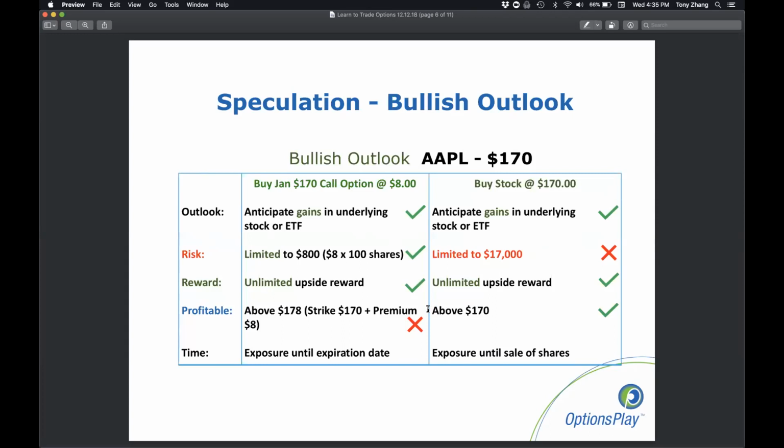That's not the same case for call options. As you can see, in order for the call option to be profitable, you have to go above the strike price by the amount that you've paid for the option. So if we're buying a 170 call option and we pay $8 for that call option, this strategy is only profitable if the stock goes above 178. So that's the big trade-off that you have between buying a stock and buying a call option.